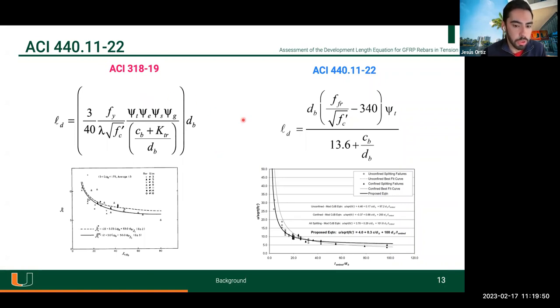So both equations were developed based on a statistical approach and not a mechanical one. That's the reason why the equations do not seem to have a physical meaning. Like, why are you subtracting 340? It's because when they plotted the data results, that is the equation that better fit the data. So it doesn't have a physical meaning behind it.